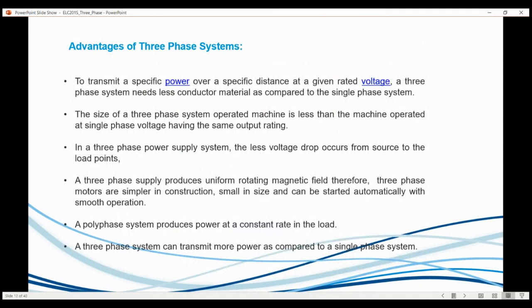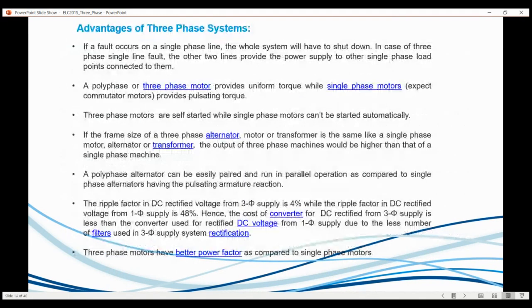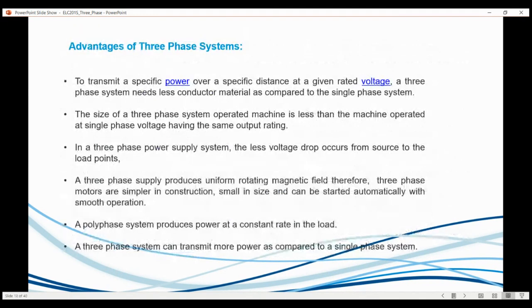Like I said, not going into the stories, I've got a list of a lot of reasons why we have advantages of a three-phase system. I'll take out a few which I think are worth looking at, but you have the slides and can refer to them. One reason is to transmit a specific power over a specific distance at a given voltage. A three-phase system needs less conductor material than a single phase, so we have less copper, which is more economical and cheaper.